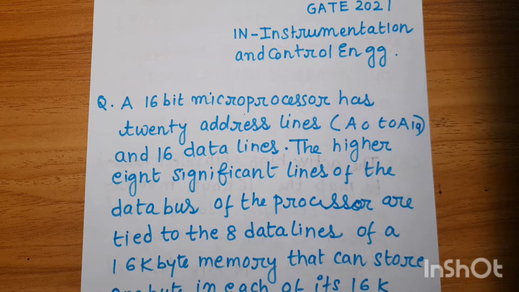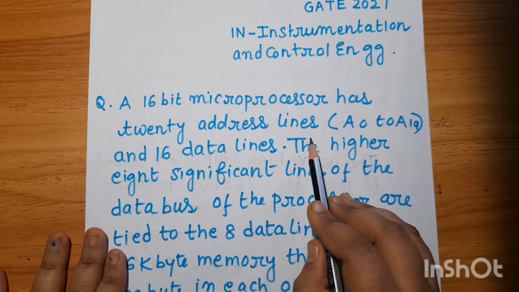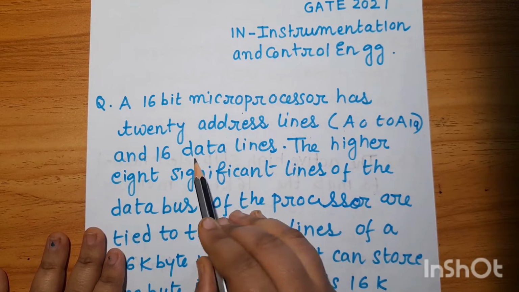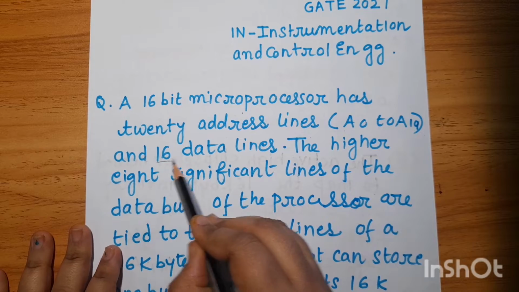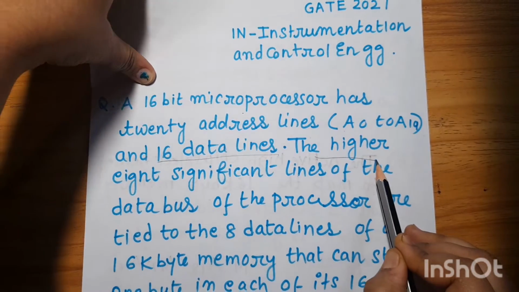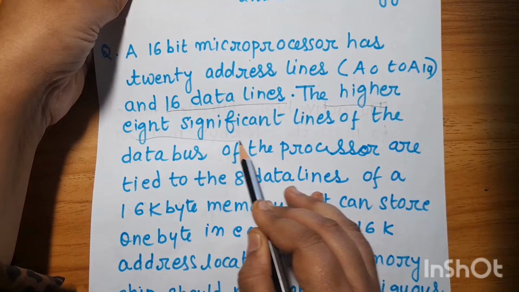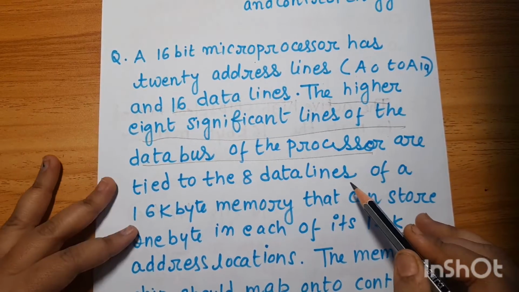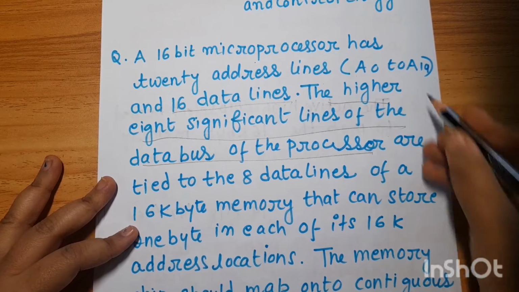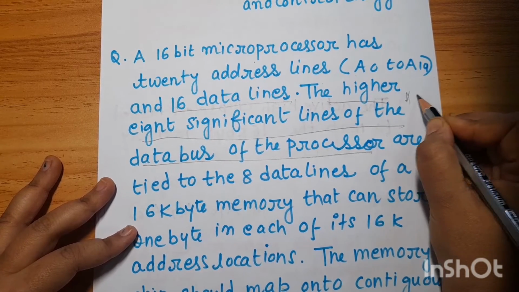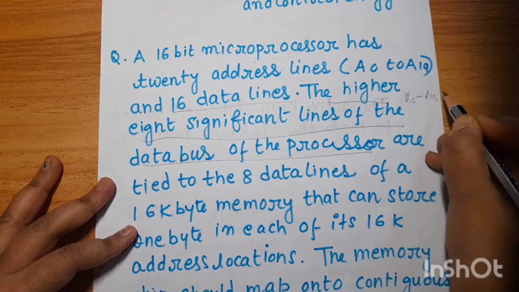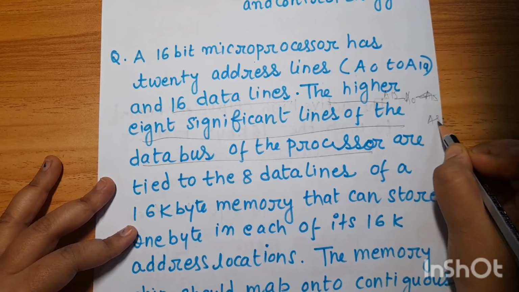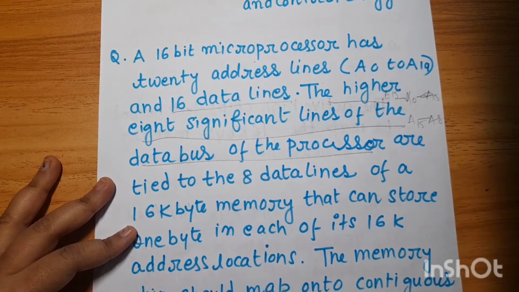A 16-bit microprocessor has 20 address lines, A0 to A19, and 16 data lines. The higher 8 significant lines of the data bus of the processor means higher 8 significant. So if it is from A0 to A15, higher significant would be A15. So A8 to A15.